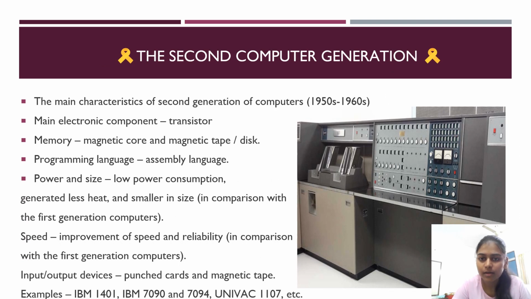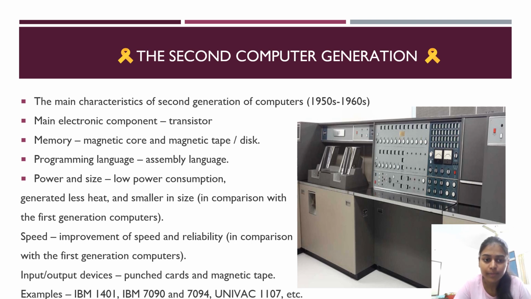Now the second computer generation. In that, the main characteristics of second generation of computers, 1950s to 1960s. The main electronic component used is transistor in second generation of computer. Magnetic core and magnetic tape or magnetic disk used as memory. Programming language is assembly language.